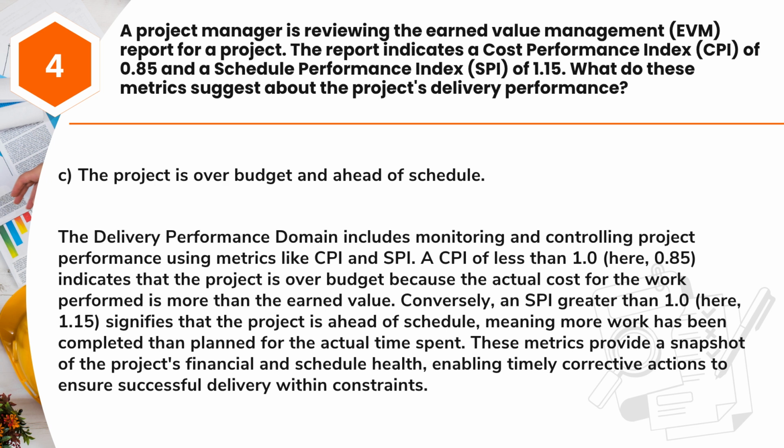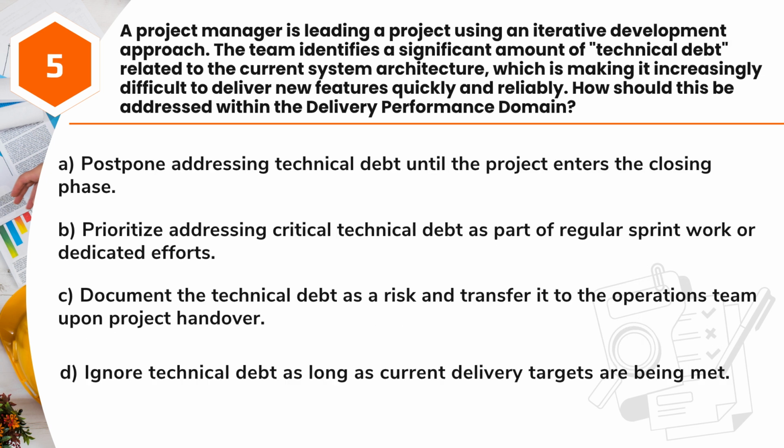Conversely, an SPI greater than 1.0, here, 1.15, signifies that the project is ahead of schedule, meaning more work has been completed than planned for the actual time spent. These metrics provide a snapshot of the project's financial and schedule health, enabling timely corrective actions to ensure successful delivery within constraints.